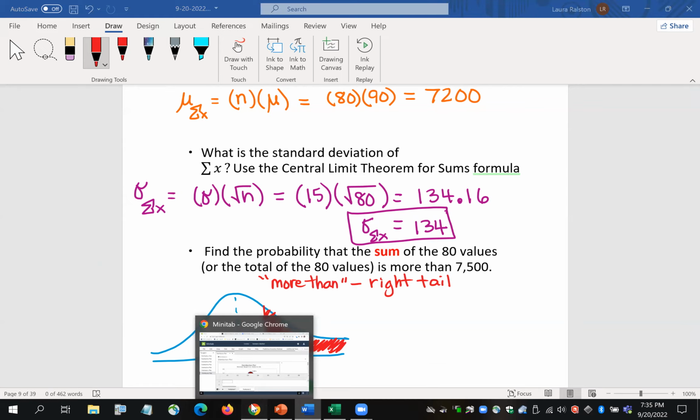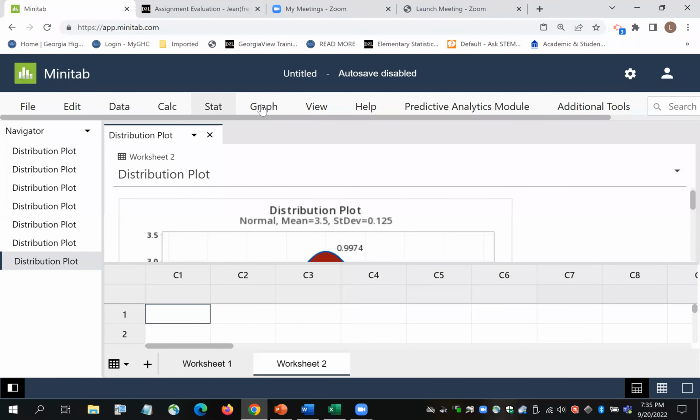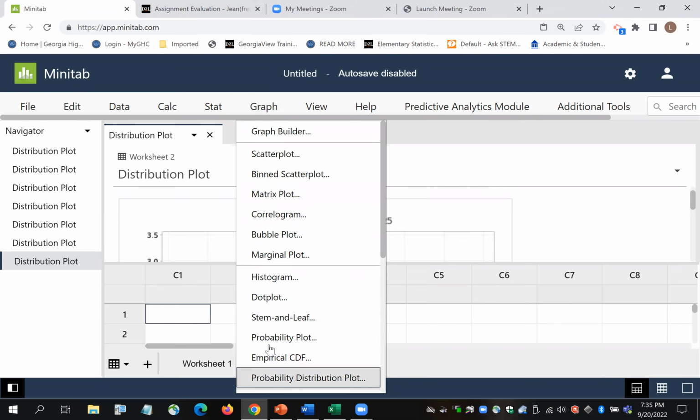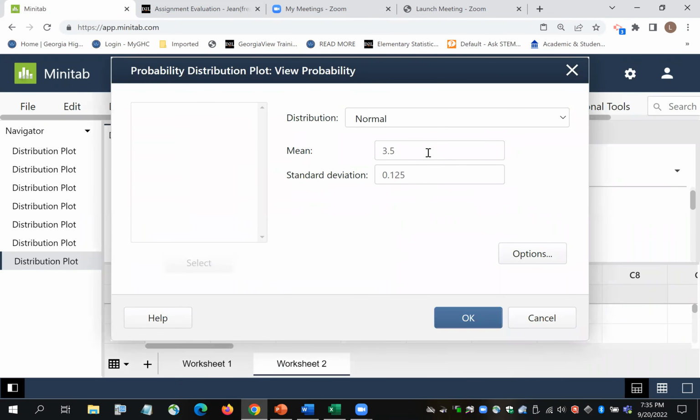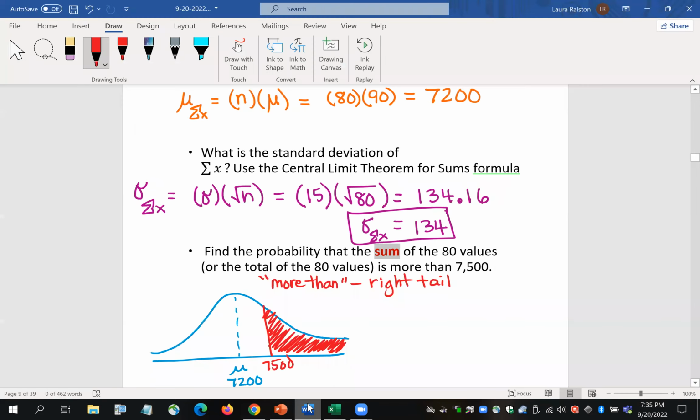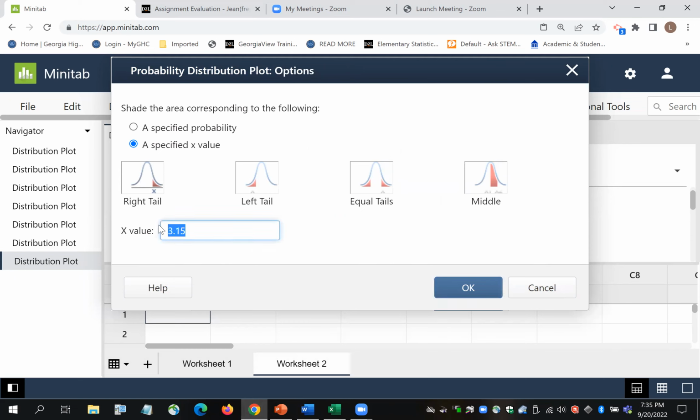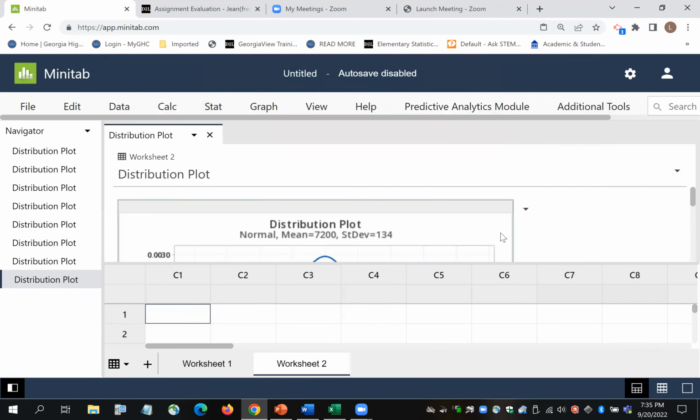So I'm going to Minitab. Graph, probability distribution plot, view probability. It is normal. My mean is 7,200. The standard deviation is 134. Right tail, so more than 7,500. Click OK.